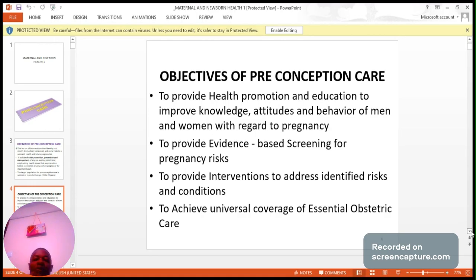So first, to provide evidence by screening for pregnancy risk. They should be known if at all there is any risk to pregnancy, be it a condition, or even ladies who are not yet mature for pregnancy. And to provide intervention to address identified risk and condition, to achieve universal coverage essential for obstetric care.